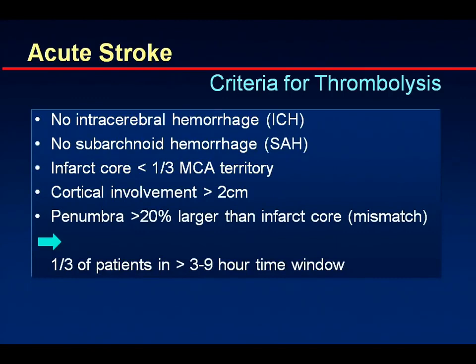If you look at the criteria for thrombolysis, of course, you have to have no hemorrhage, neither intracerebral nor subarachnoid. The infarct core must be less than 1/3 of the MCA territory, so not a large infarct. There has to be some cortical involvement because otherwise it doesn't work too well. And the penumbra has to be at least 20% larger than the infarct core. And that allows you to treat about 1/3 of all the patients that come to our ER.